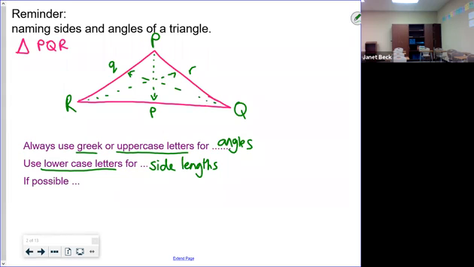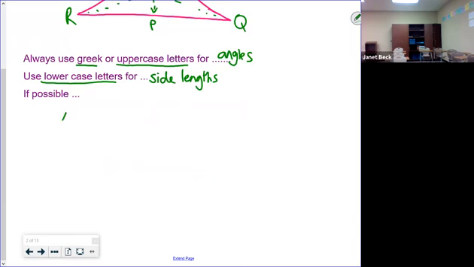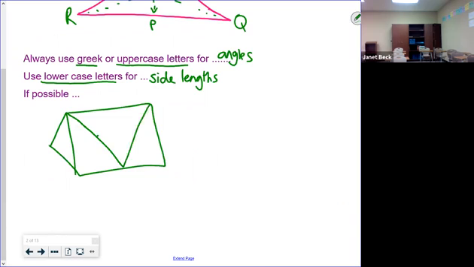Use the same letters. That isn't possible if you have a big shape that's, say, being divided up into triangles, maybe like this. Then you can't call this side length A, because is this angle A or is that angle A? You can't do it like that. But when you're just given a triangle, if this is X, this is X. If this is Y, this is Y. This is Z, that's Z. Okay? Right.